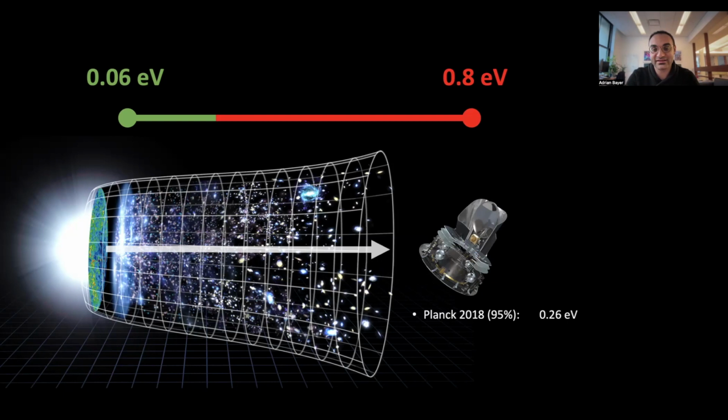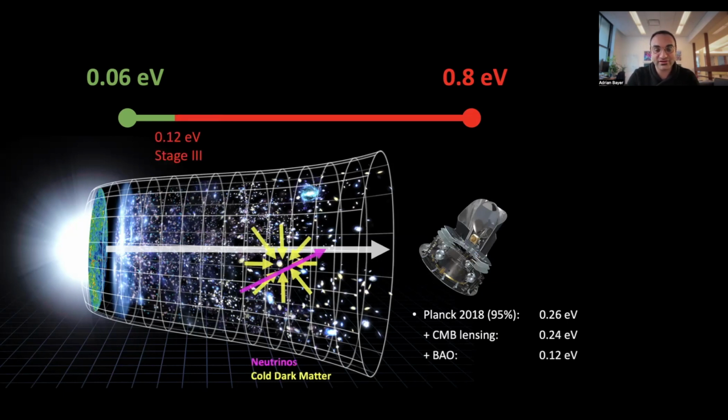But another effect that neutrinos have is on the clustering of matter in the universe. While cold dark matter tends to cluster and form halos, neutrinos are much lighter particles and therefore have much higher thermal velocities, and they don't cluster. It's much harder for gravity to make them cluster. And so this also leaves an imprint on the CMB and on large-scale structure.